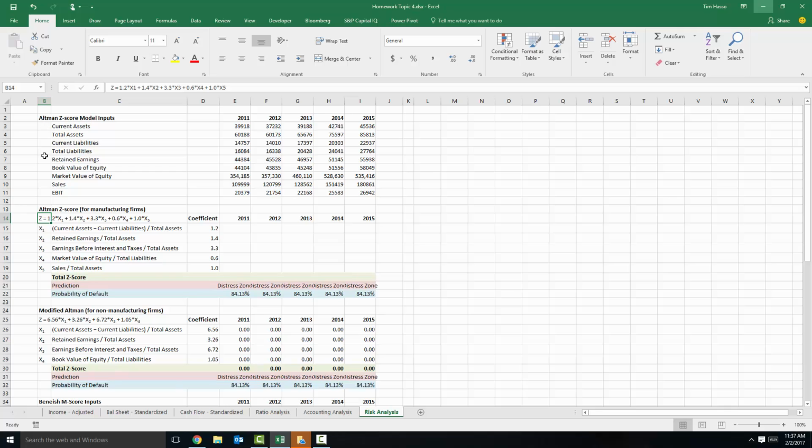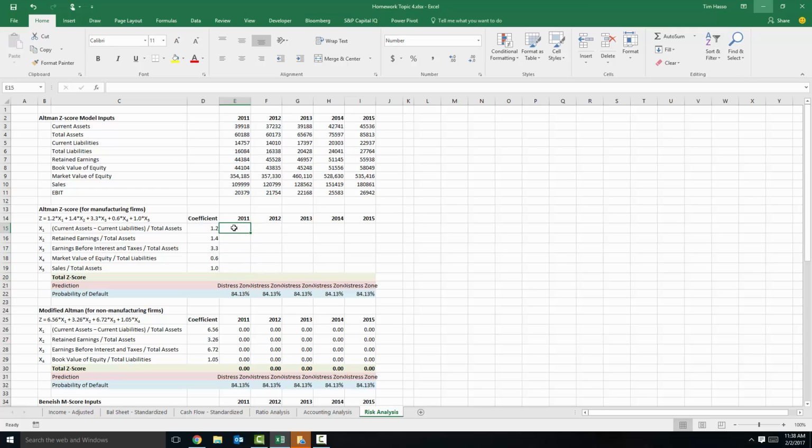So you see that in cell B14, we have the exact formula for the original model, which says that Z is equal to 1.2 multiplied by X1, and X1 is effectively just your current assets minus current liabilities divided by total assets. Then you have X2, retained earnings divided by total assets, and so on. So we're going to be calculating these ratios for each particular year. And to get the final Z-score, we need to multiply 1.2 by the value of X1 for 2011, plus 1.4 multiplied by the value of X2 in 2011, and so on. And then we get a total Z-score.